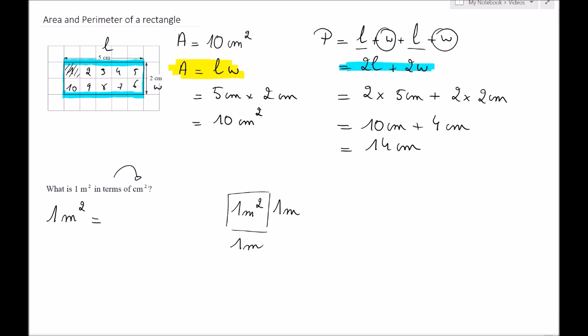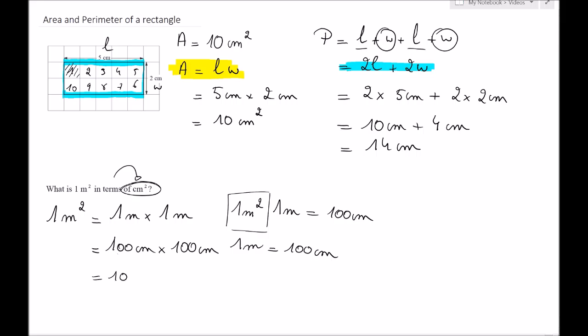So this is going to be 1 meter squared. So 1 meter squared is 1 meter times 1 meter. But I need to convert it into centimeters squared. What do I know? 1 meter is actually 100 centimeters. In this case, same thing, that's also 100 centimeters. So 1 meter squared should be the same thing as 100 centimeters times 100 centimeters. And 100 times 100, there's 4 zeros. It's going to give you 10,000 centimeters squared.